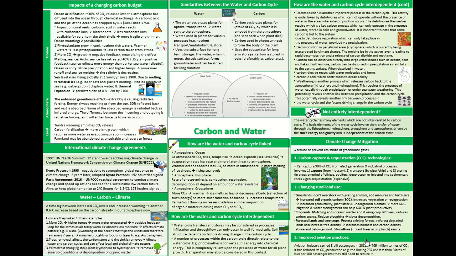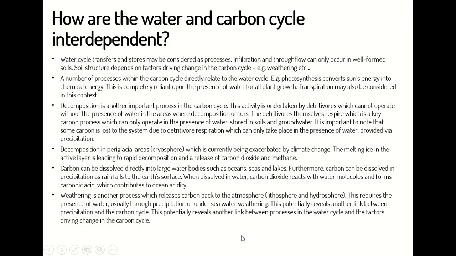So then we come on to, how are they interdependent? Or how are they not interdependent? Right. Basically, a number of processes in the water and the carbon cycle need the other. That's what this key thing is. For example, photosynthesis is using the sun's energy, and it needs water to be able to do that. Okay? It cannot happen without that.